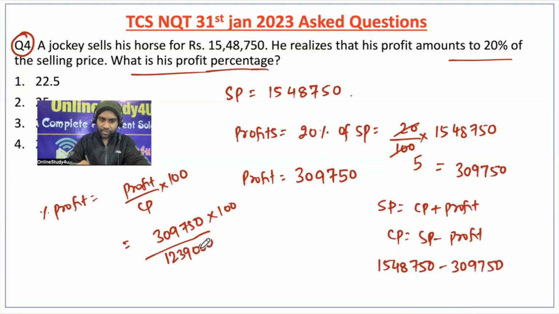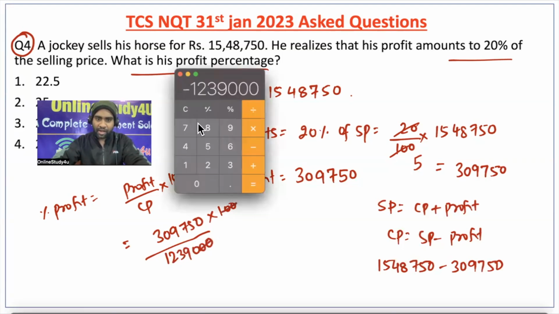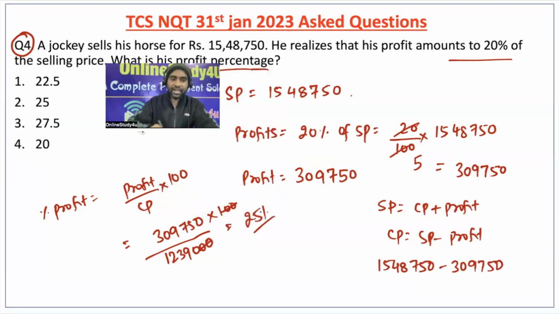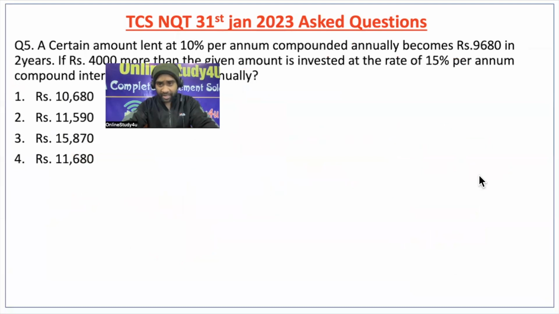The zeros cancel, and now what we have to do is 3,09,750 divided by 12,39,000, and this is your answer. So 25% will be his profit percentage. With the help of the on-screen calculator we have done the calculation, and for question number 4, option B is the correct answer.